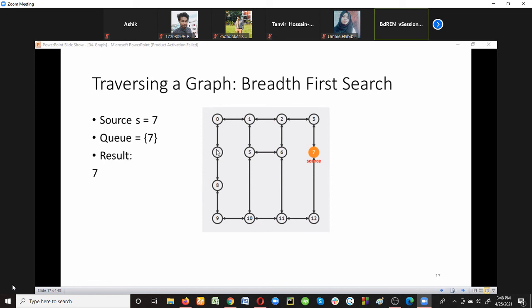When you are traversing that node, at first add all its adjacent nodes, that is 8 and 0. But 0 is already traversed, so add only 8. Then which node will be traversed? 2 or 5. In this way, we can apply breadth first search, or BFS.